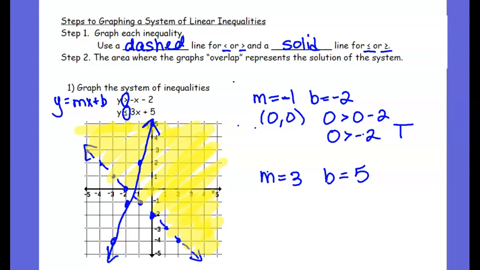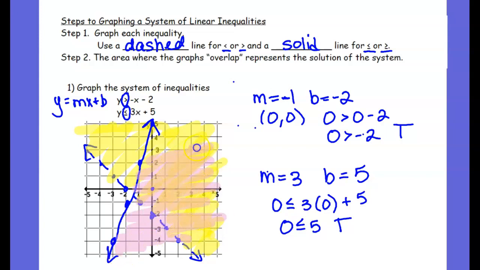Now we're going to test our point (0, 0) again by plugging it in. We have 0 is less than or equal to 3 times 0 plus 5, so 0 is less than or equal to 5. That's a true statement. Because it's true, we're going to shade to the right of the line, where (0, 0) is. Let's pick a different color so we can see that. Notice the overlapping region, where we have yellow and pink, is our solution area.